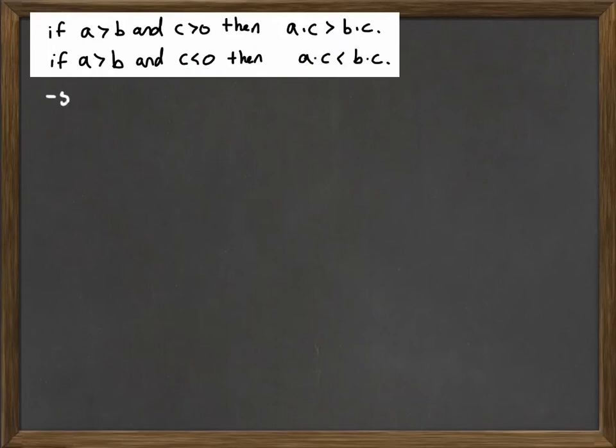Okay, so we can see that in an example here. Consider the inequality negative 5x is greater than 20. To get x by itself, we've got to get rid of the negative 5. So we'd have to divide both sides by negative 5. Because we are dividing by a negative, the inequality will invert its direction, and we get x is less than negative 4.